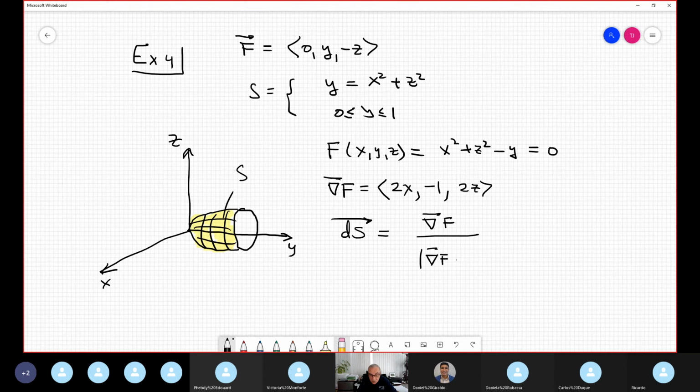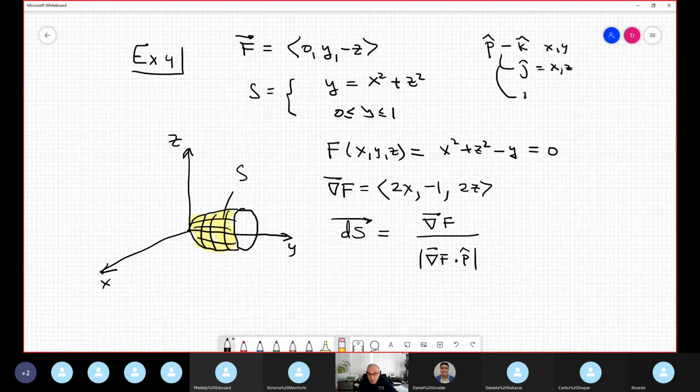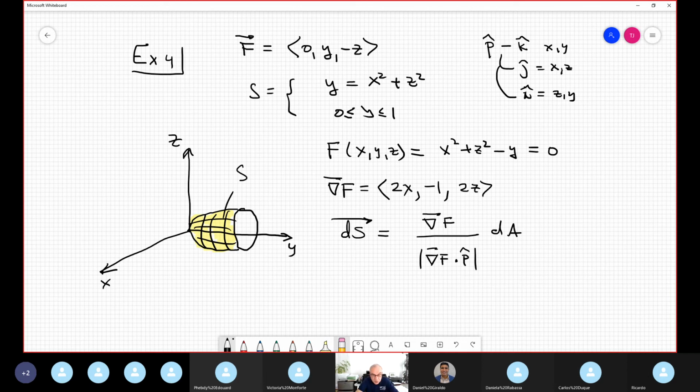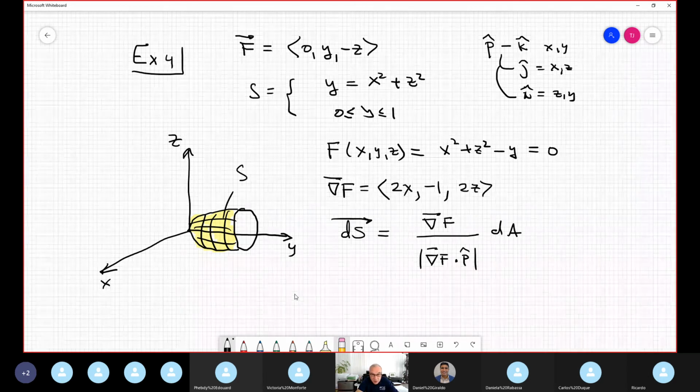Look, the product something, I want to call in general the P vector, and P depends: maybe P is K when the projection is the XY plane, when P is J it is the XZ plane, and when P is the unit vector I it is the plane ZY, or YZ, whatever. In this case, in my opinion, it is better to project onto the XZ plane. Therefore, the P vector is J.